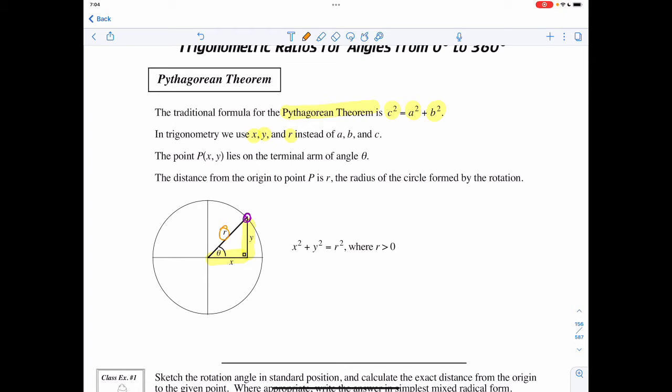We're going to have the point P, which is our x and our y value, on the terminal arm. And the distance between the points is our radius formed by the rotation.